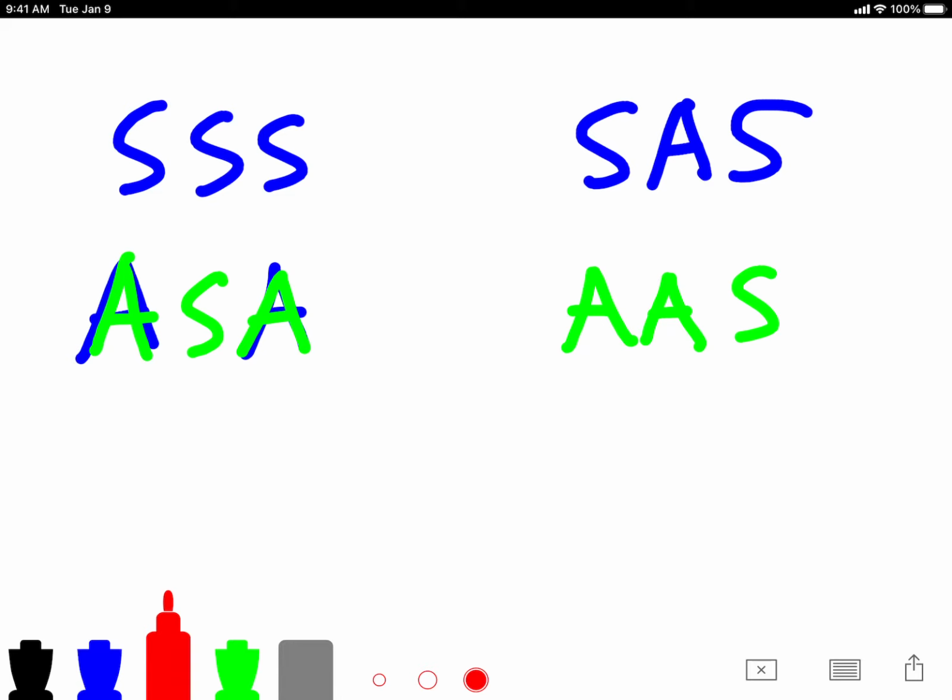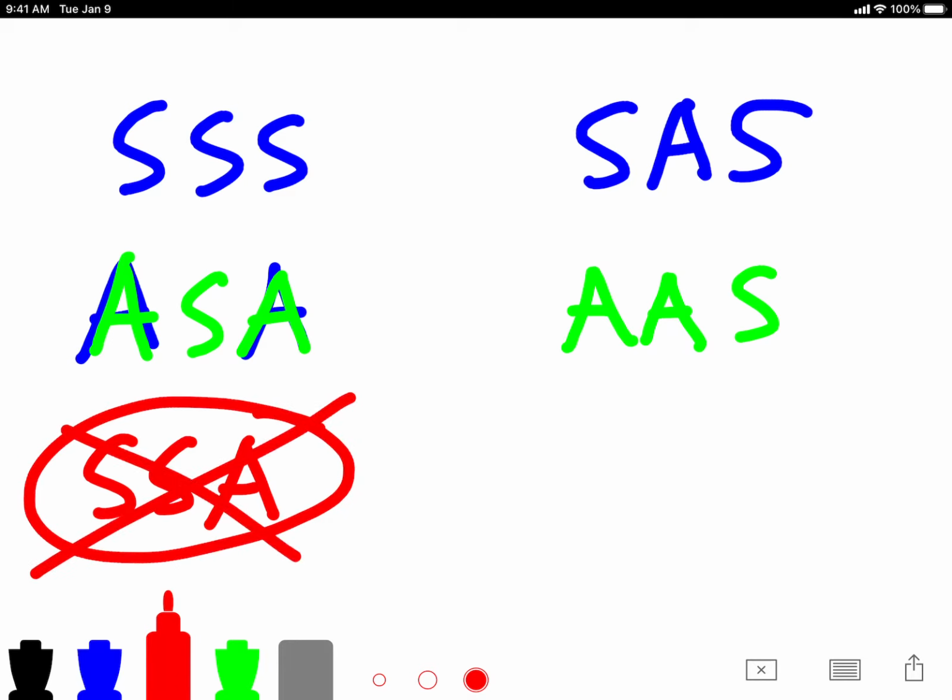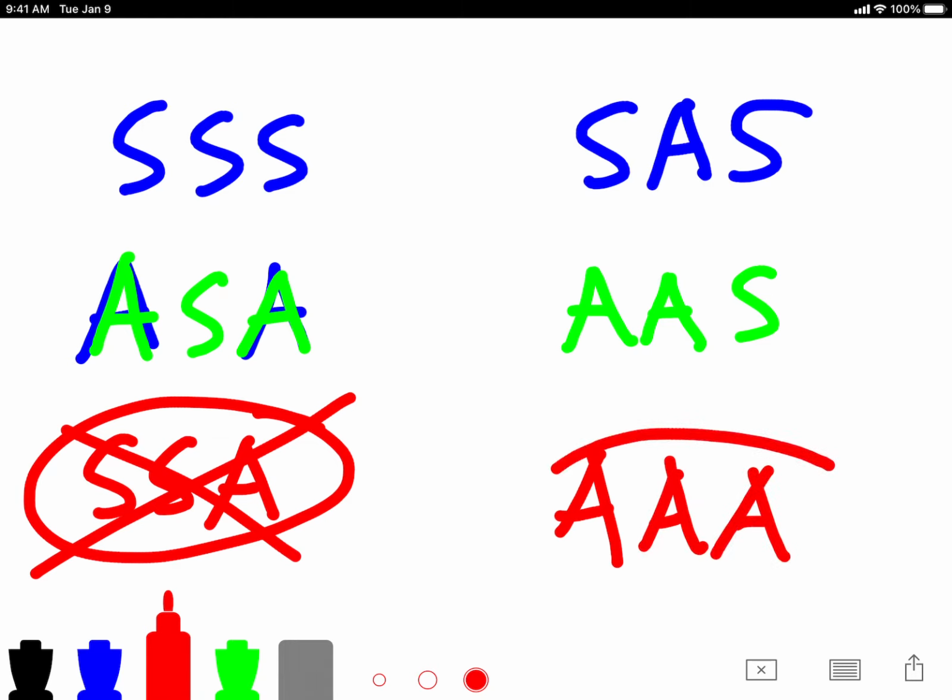You can't use side, side, angle. And not just because it makes a dirty word if you put it in reverse. It's called the side, side, angle fallacy, and it doesn't hold up, and I'm going to try and talk about that here in a minute. The other thing that you cannot use to prove triangle congruency is angle, angle, angle.